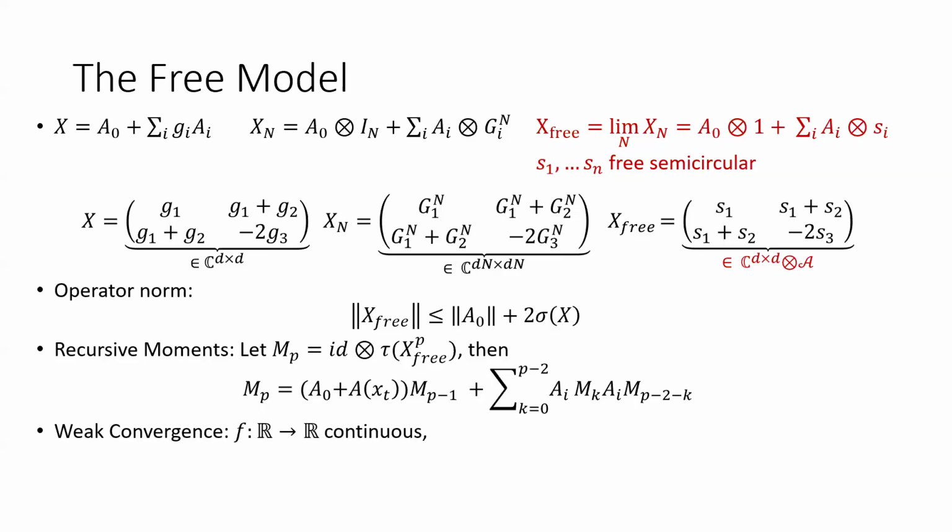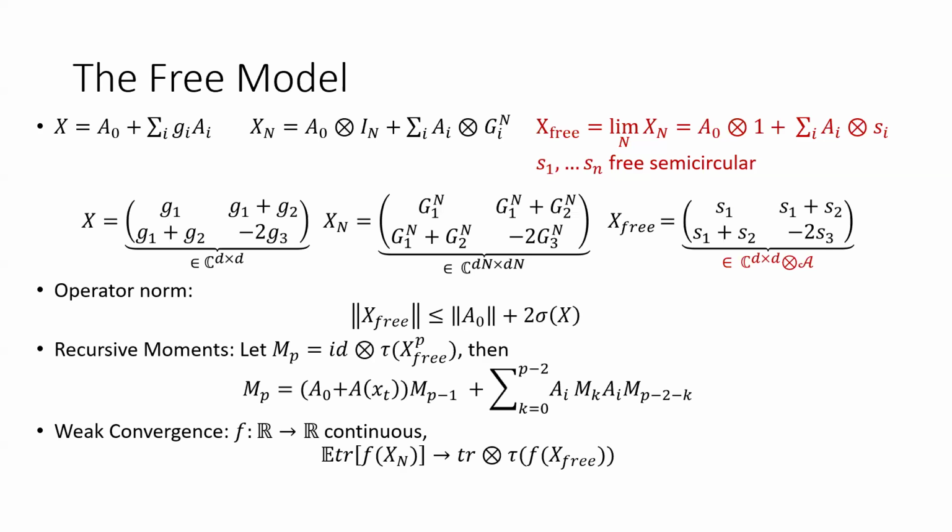Okay, so essentially the weak convergence result tells you that whenever you have a continuous function, then the expected trace of this function of the matrix will converge to the trace, in this case the trace in the tensor space, of the same function applied to this X_free.